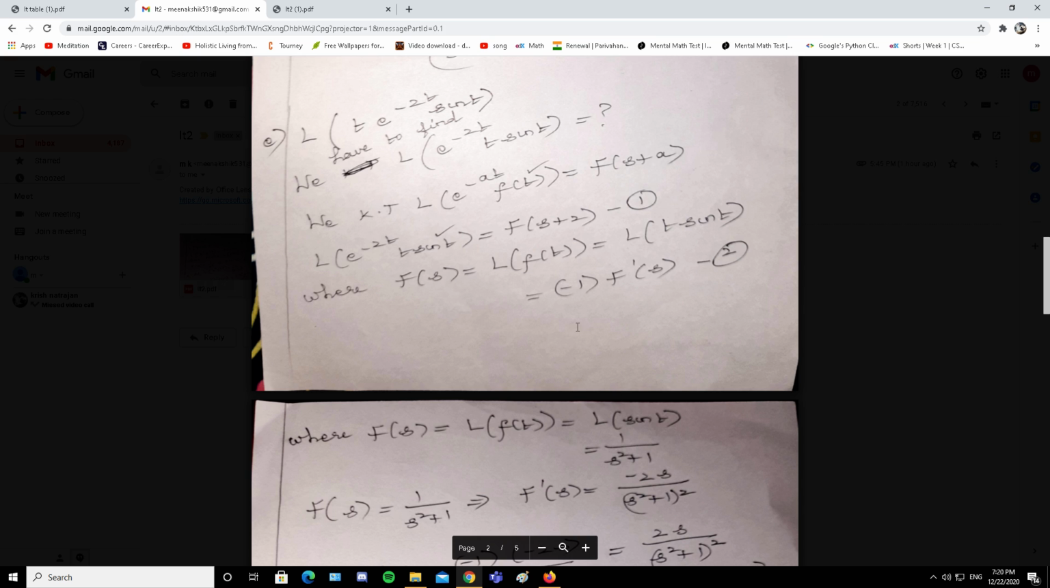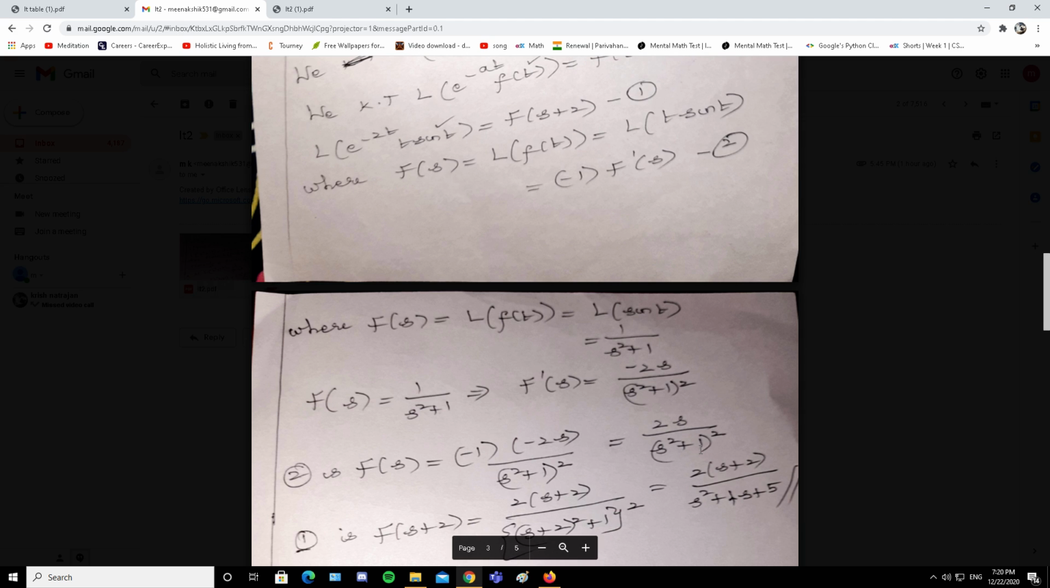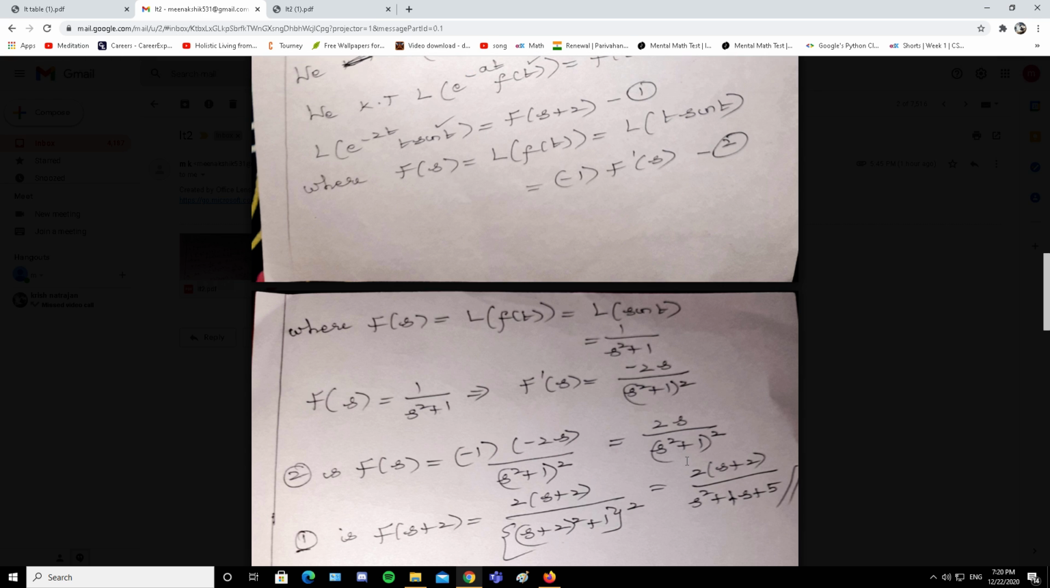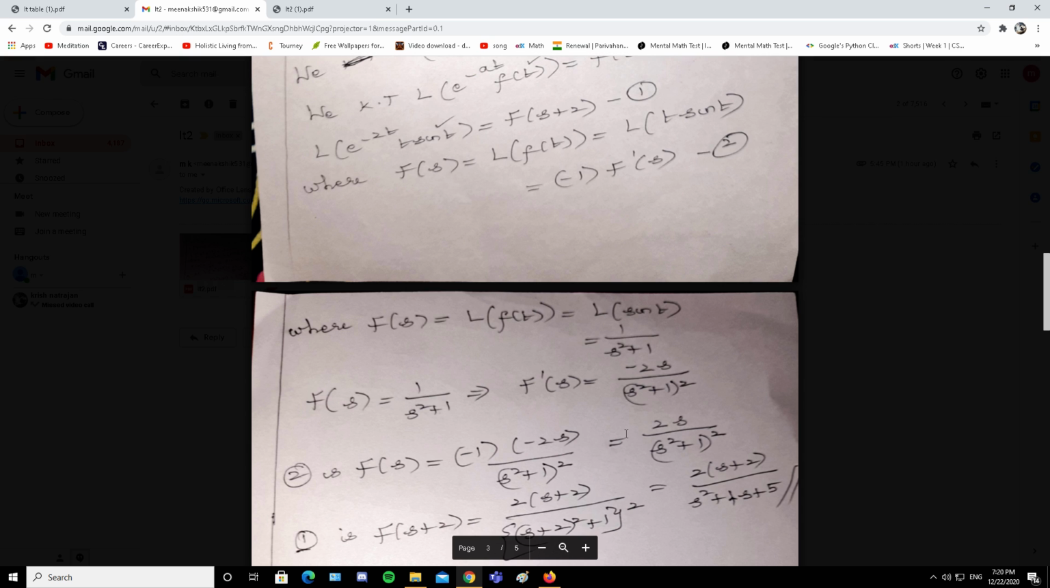So we have f of s as minus 1 into minus 2s by s square plus 1 the whole square, or 2s by s square plus 1 the whole square. This is equation 1, and the right side of 1 is the answer for us. So what is f of s plus 2? Just replace s by s plus 2. So you will get 2 times s plus 2 by s plus 2 whole square plus 1 the whole square.